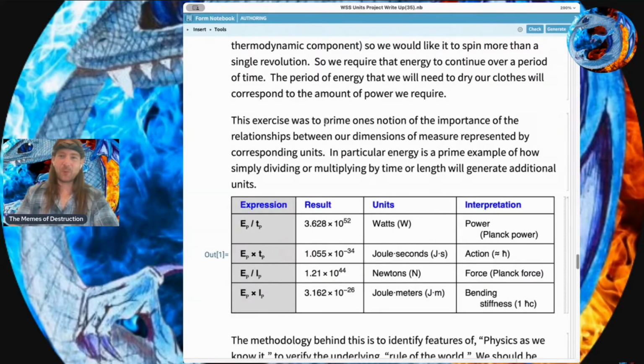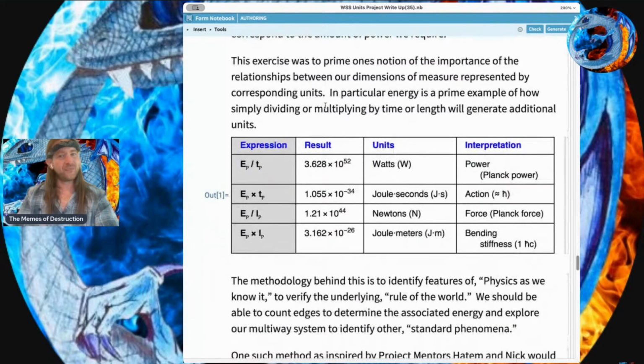This exercise was to prime one's notion of the importance of the relationships between our dimensions of measure, represented by the corresponding units. In particular, energy is a prime example of how simply dividing or multiplying by time or length will generate additional units. So the expression, now we're just using Planck units here, Planck energy divided by Planck time. As we saw for our zeta, that gives us the Planck power.